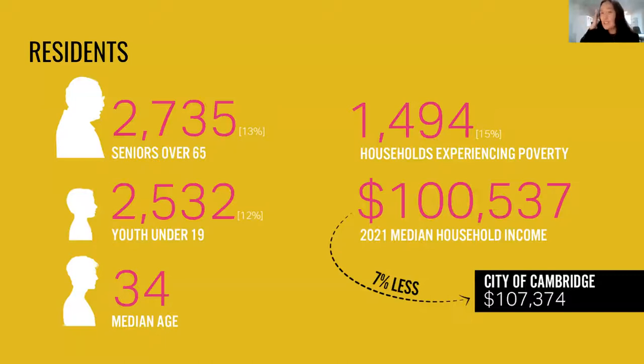What we did discover is that there's a bit of a jump in this last decade. From 2010 to 2019, which is when the latest estimates came out, there was a much higher jump in income than in previous decades. So that is perhaps of interest, and maybe anecdotally, some of you may feel that that is the case. But in other respects, this neighborhood is very similar to the city of Cambridge as a whole. Next slide, please.